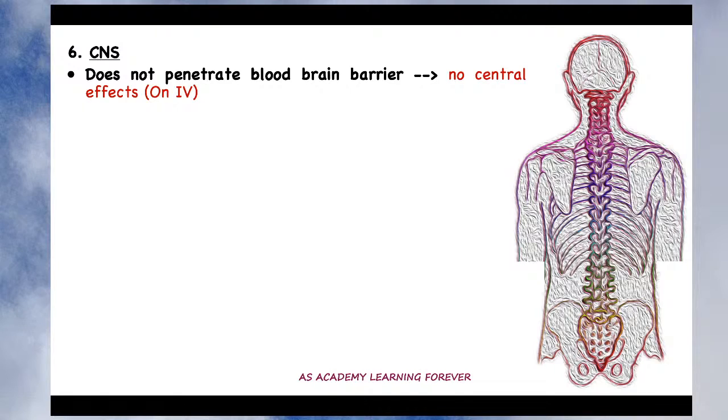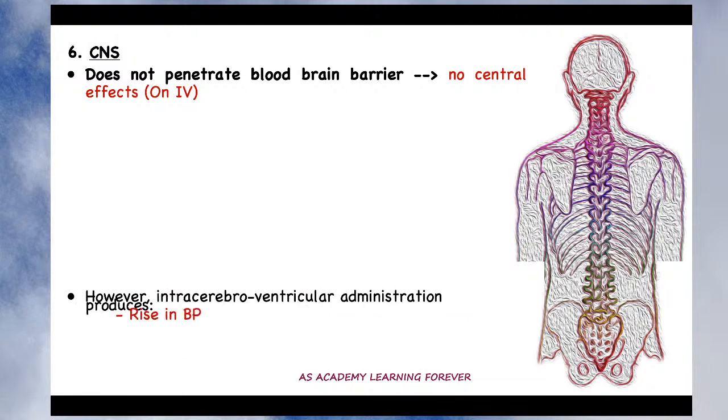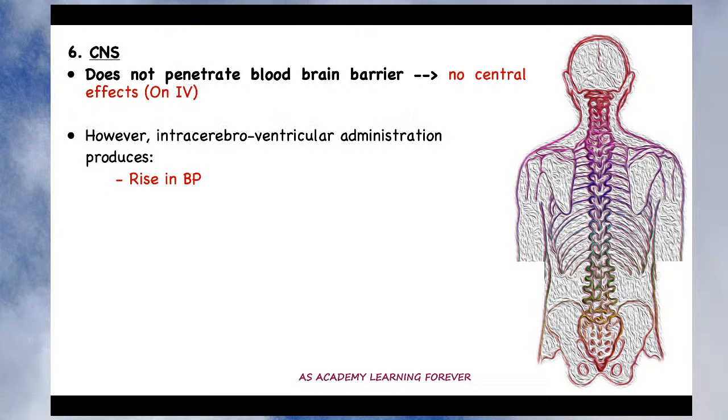So as far as the effect on the CNS is concerned, since histamine does not penetrate the blood-brain barrier, there is no central effect on IV injection. Why? Because it does not penetrate the blood-brain barrier, right? So if you want to study its action on the CNS, you need to give an intracerebroventricular injection of histamine. So you are giving the injection specially into the CSF. What is the CSF? CSF is the cerebrospinal fluid, okay?